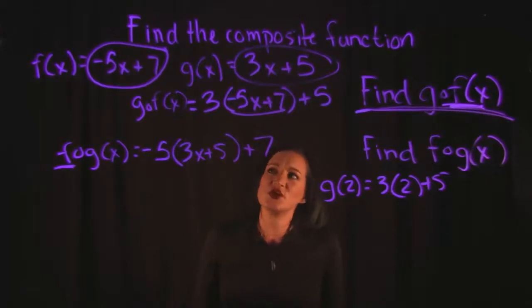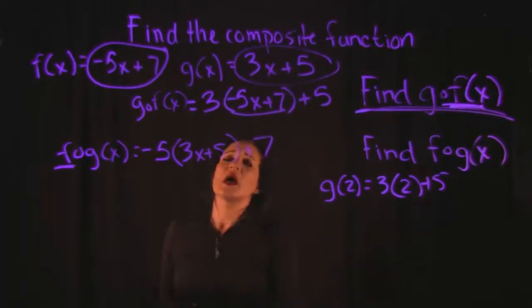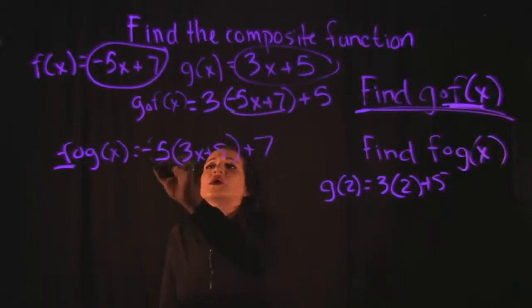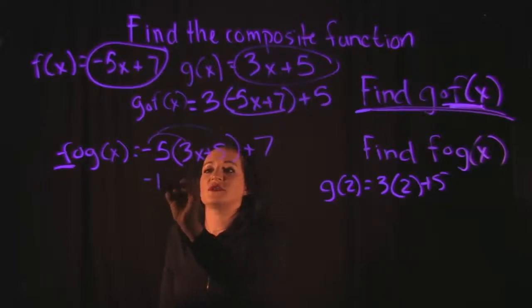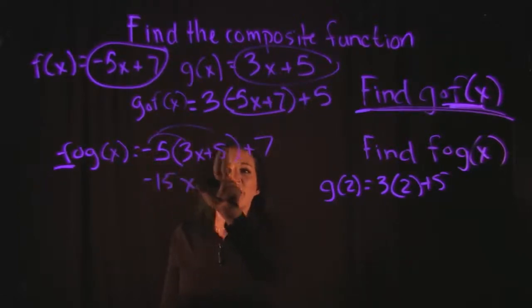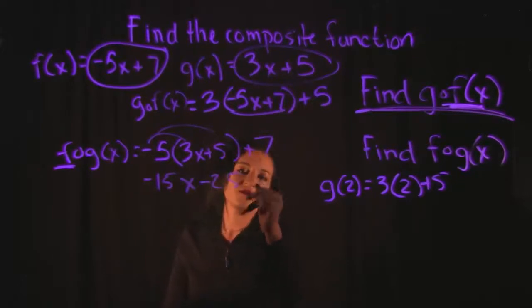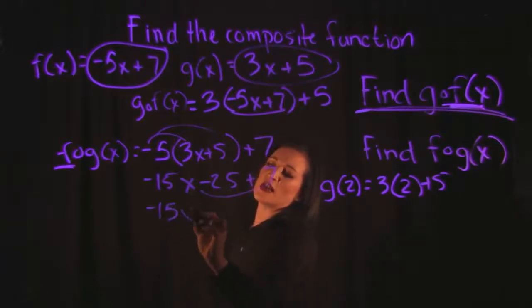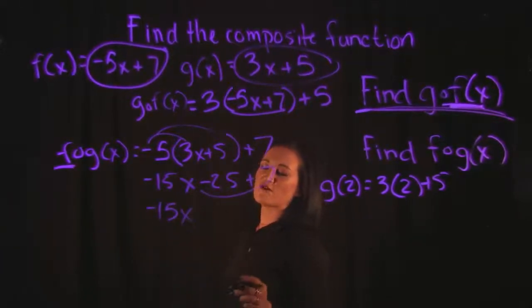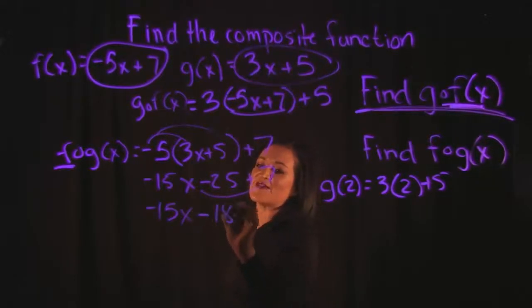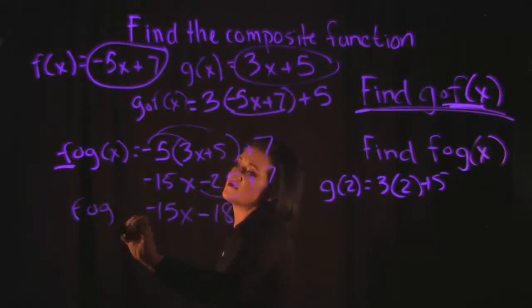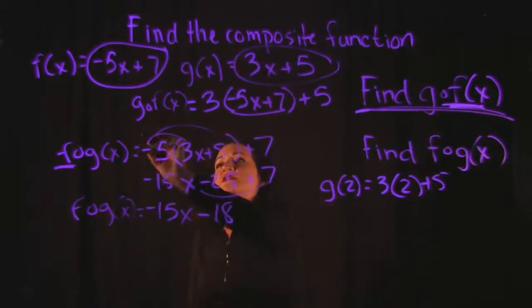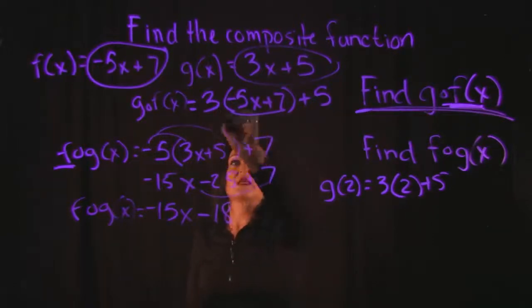Now, you could be asked to continue to clean up these equations a little bit, like actually using your rules of solving an equation to simplify it. You can distribute the negative 5 to get you negative 15x. Negative 5 times positive 5 is a negative 25, and drop down that plus 7. Combine your like terms, so if we drop down the negative 15x, negative 25 plus 7 gives us a negative 18. So simplified, this is what f of g of x would actually look like. We would also be able to simplify the g of f of x up here that we did by distributing the 3.